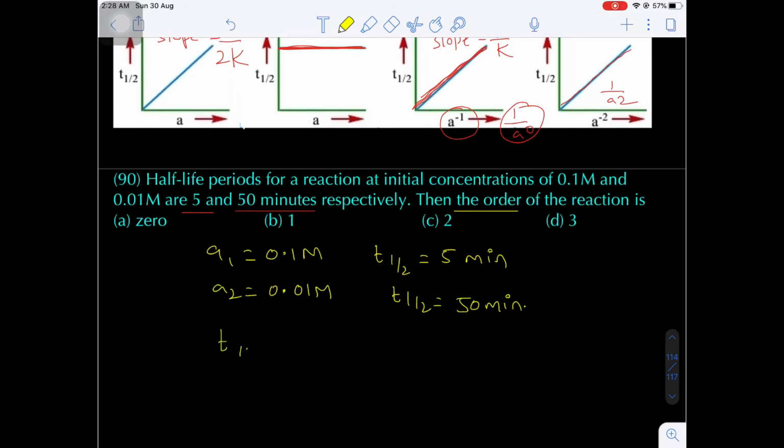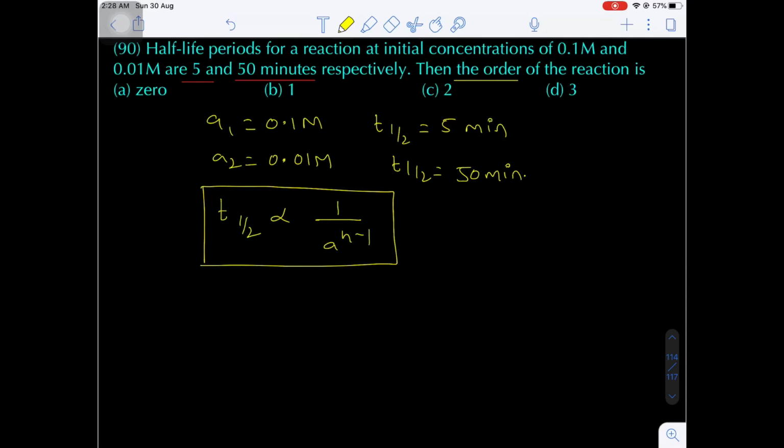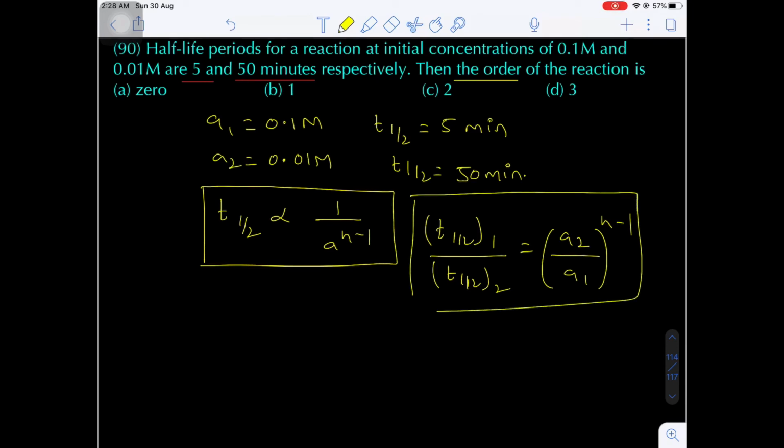Just now I told you T50 is inversely proportional to initial concentration to the power n minus 1. Yes or no? Yes. Now from here, T1 by 2 first half-life by T1 by 2 second half-life is equal to second initial concentration by first initial concentration to the power, shall I write n minus 1? Yes. Where n is called what? Order.